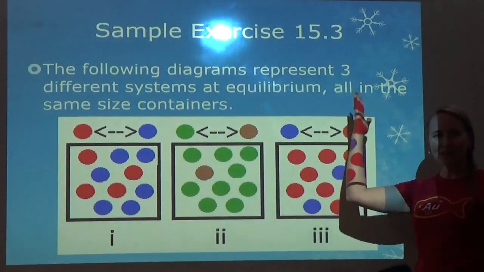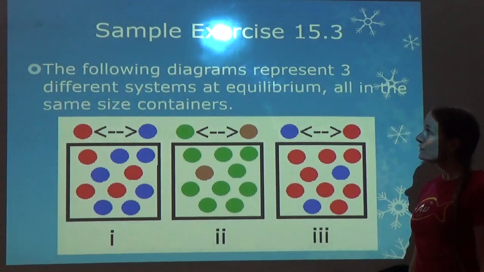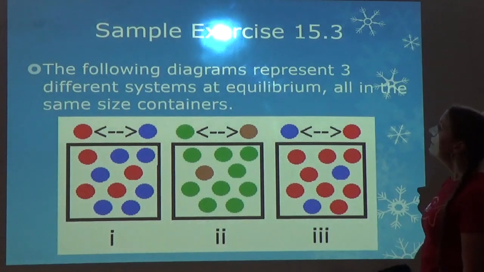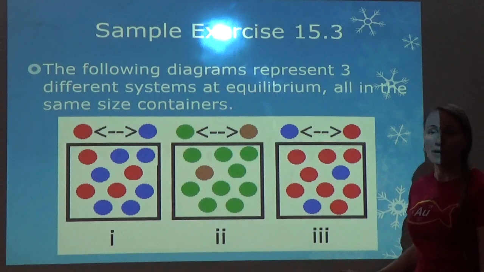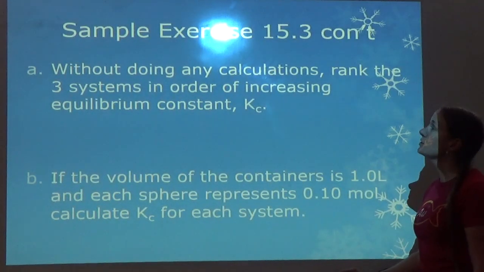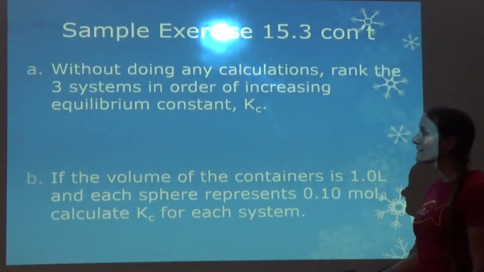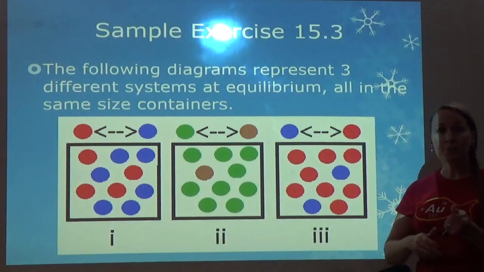So let's look at our first sample exercise together. It says the following diagrams represent 3 different systems at equilibrium, all in the same size containers. I'm probably going to have to click back here because I can't see the question. Without doing any calculations, rank the 3 systems in order of increasing equilibrium constant Kc. So let's do that part first.